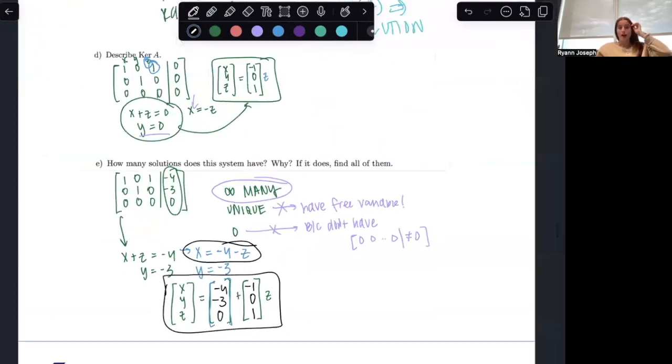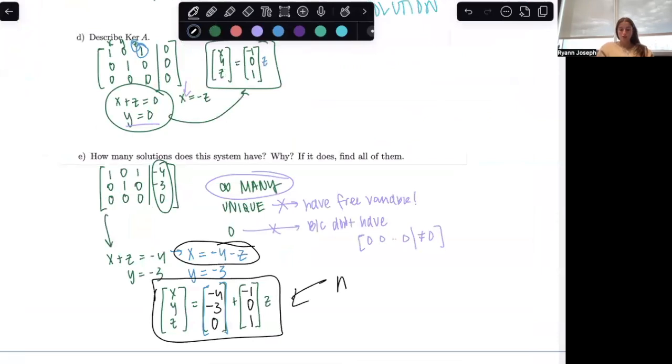Note that this was the solution to Ax equals b, right? This was the solution to Ax equals 0. The solution to Ax equals b will always contain the solution to Ax equals 0. It'll just have something else. So the solution to Ax equals b will always contain the kernel. It'll always contain the null space. It'll always contain the homogeneous solution. Keep that in the back of your mind.